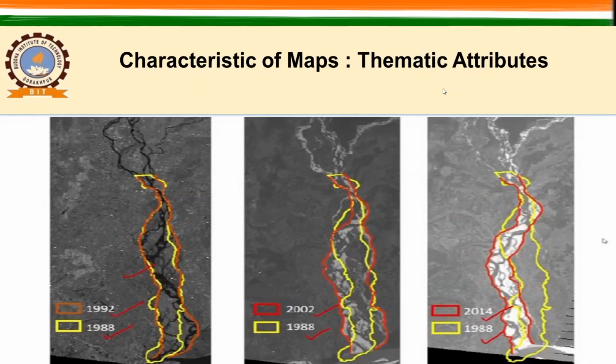So here basically again it explains the theme. So this is related to a hydrogeomorphic problem. So here if you have such information, you can predict or you can extend this behavior of this river to predict in which direction it may shift in the coming 5 years.